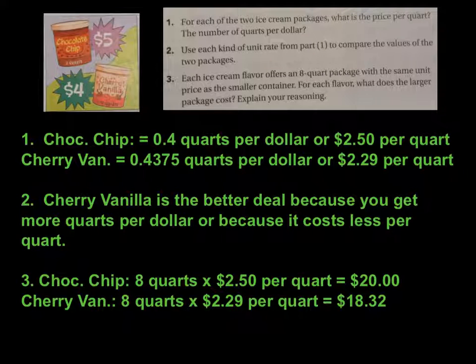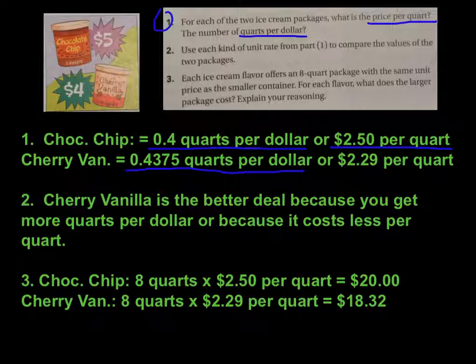And part C, we're looking at ice cream. The first part of the problem wants us to find the price per quart and the number of quarts per dollar. So for chocolate chip, we have 0.4 quarts per dollar, which is also the same as $2.50 per quart. For cherry vanilla, we have 0.4375 quarts per dollar, or $2.29 per quart.